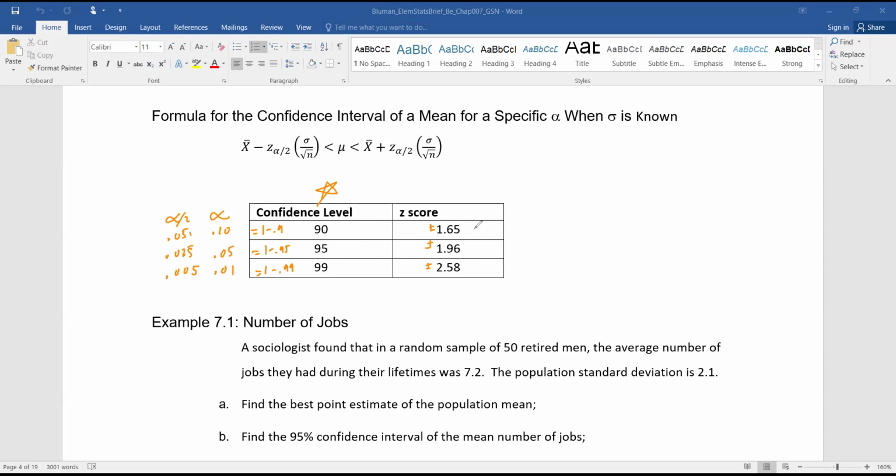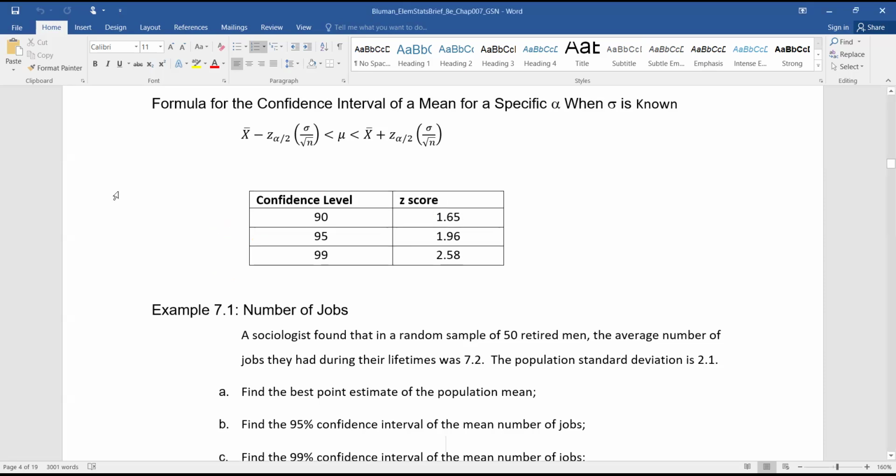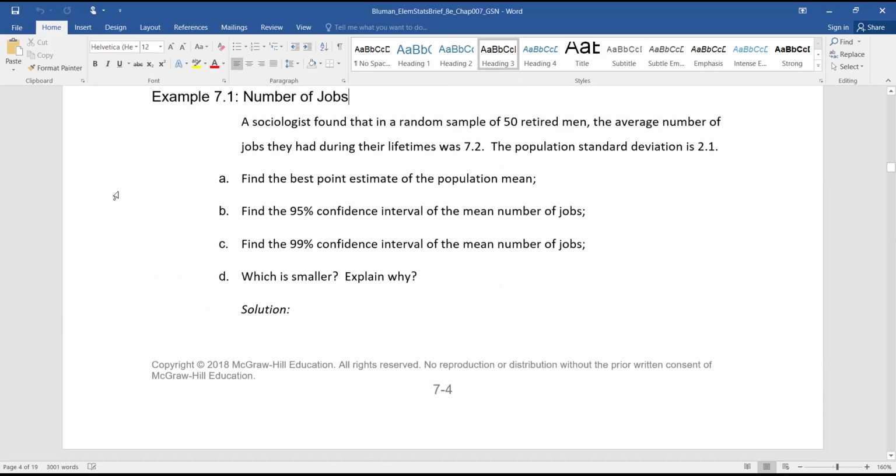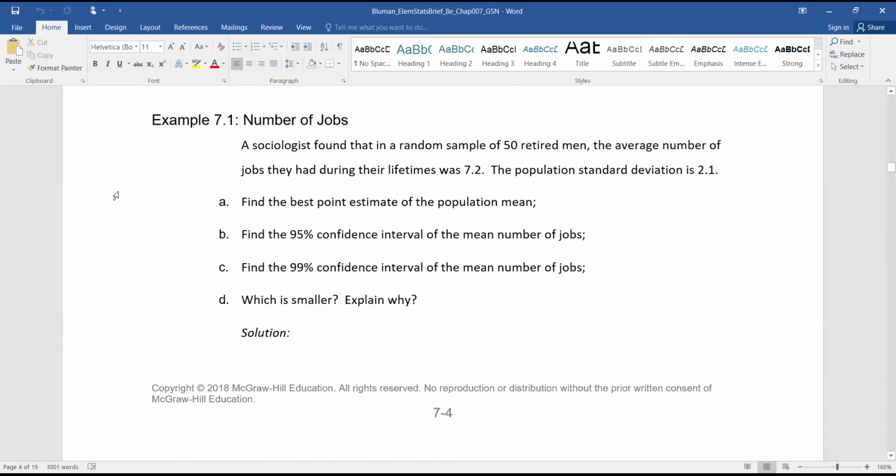All right, so we've done a lot of talking in the last video, and in this one, let's get into our first example. Our first example here is the number of jobs. A sociologist found that in a random sample of 50 retired men, the average number of jobs they had during their lifetime was 7.2. The population standard deviation is 2.1. So notice that out of 50, this was my average. So this would be the sample mean. This would be the sample. But then it does give you the population standard deviation of 2.1. So these are the facts that you need to know.